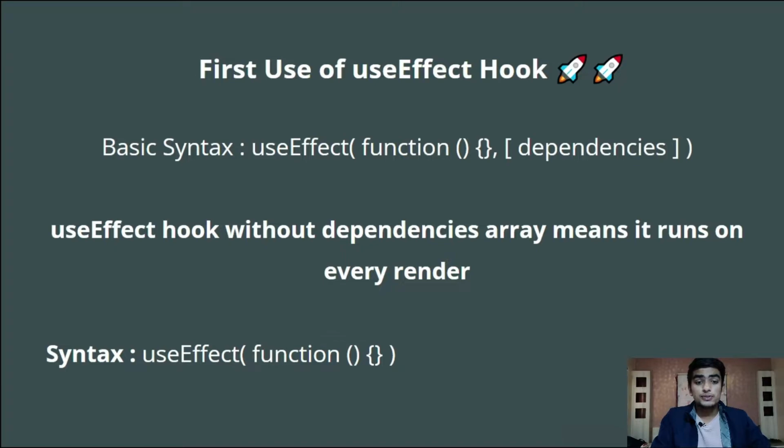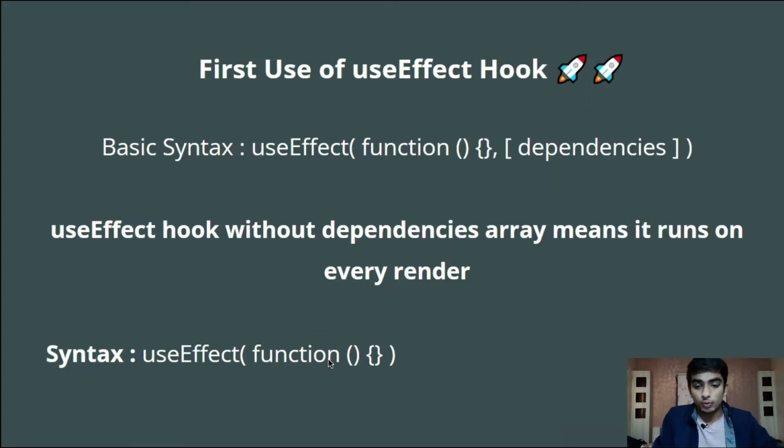So let's head over to it. The first use of the useEffect hook is this. This is the basic syntax of the useEffect function or hook: useEffect and then the function inside it where the piece of code that you want to run exists, and then the dependencies here. So the first use is the useEffect hook without a dependency array, which means it runs on every render. This is the syntax. It means it runs the piece of code inside it every time the component re-renders. So understand this first use using the example.